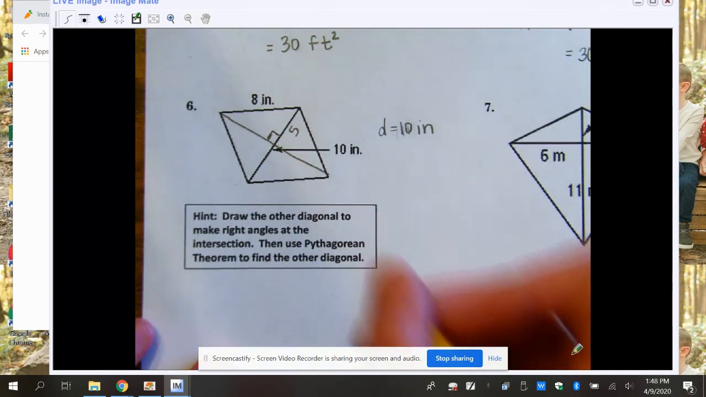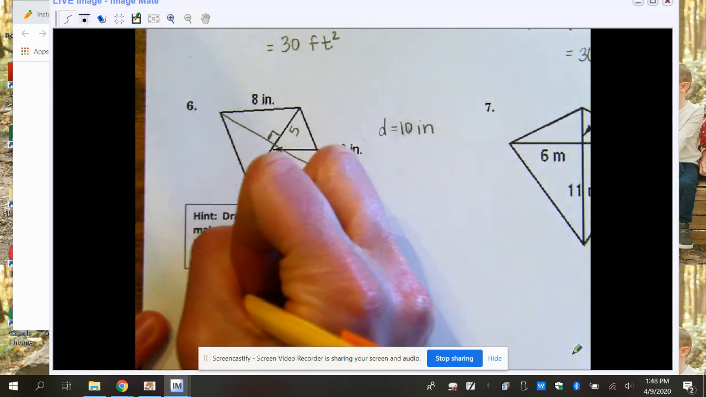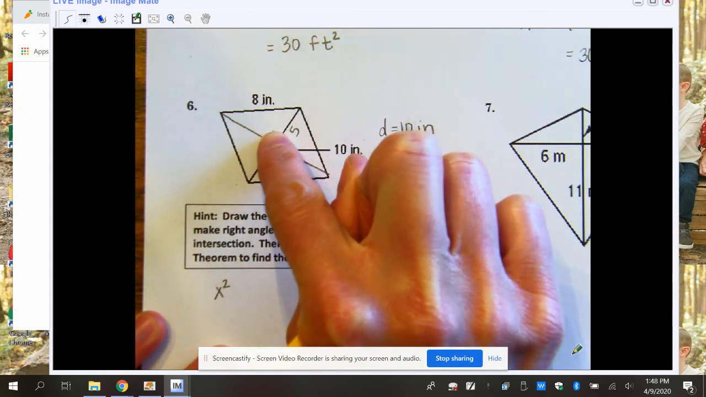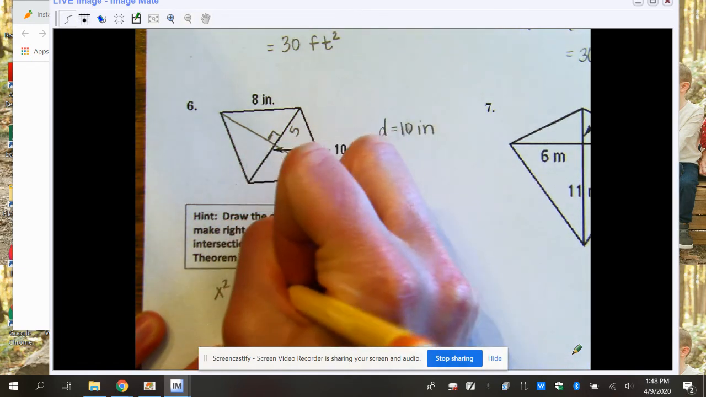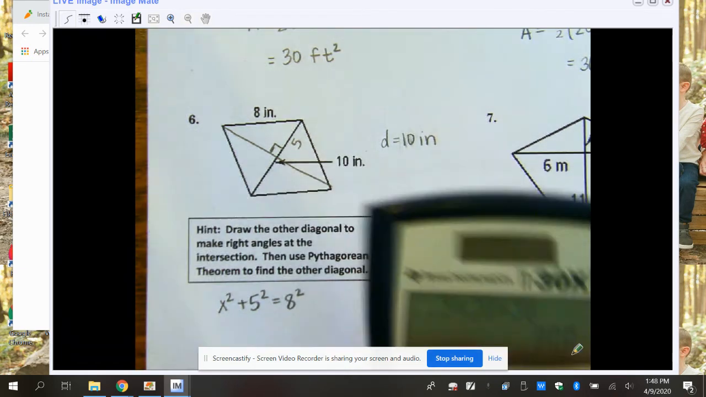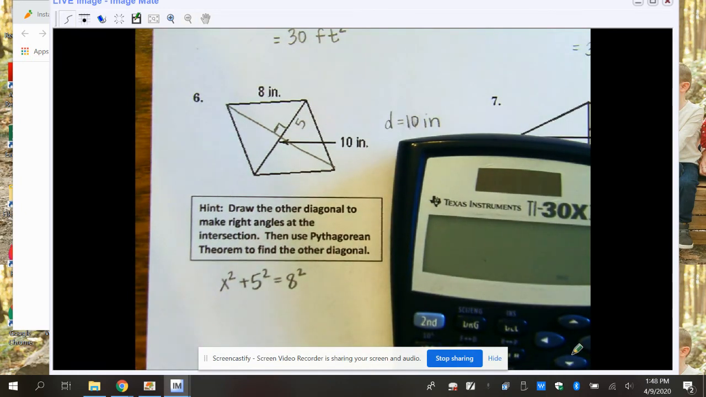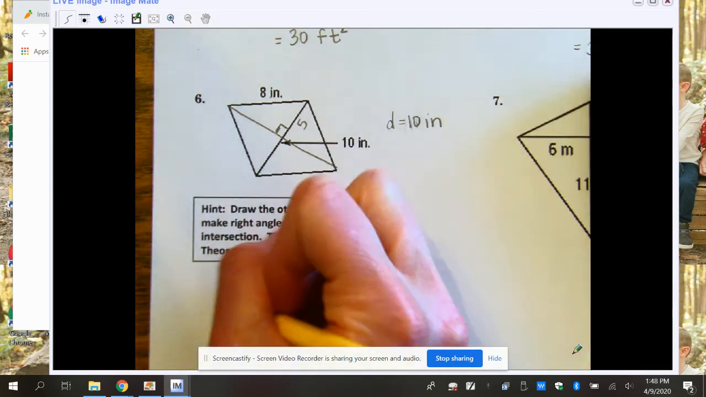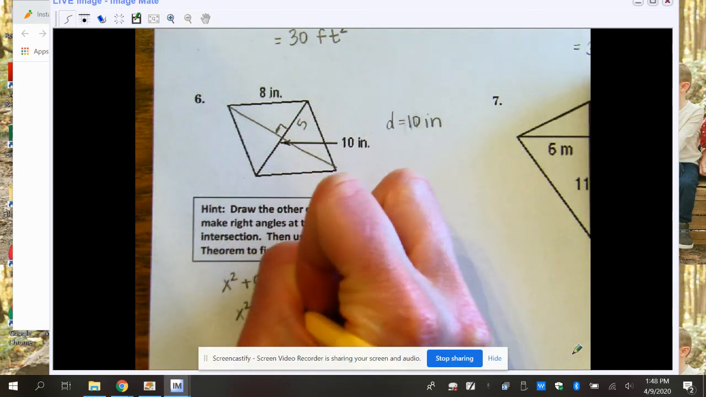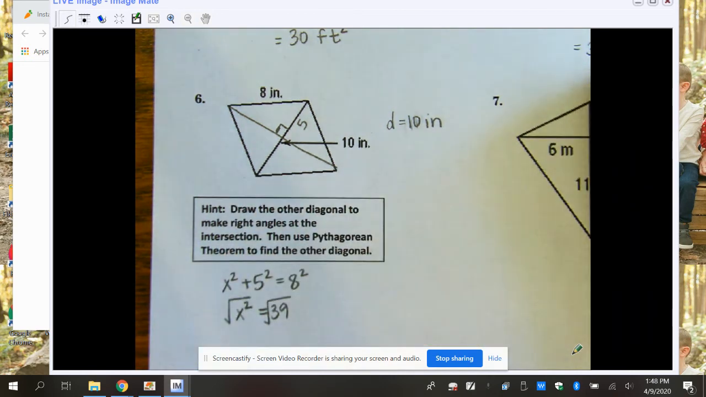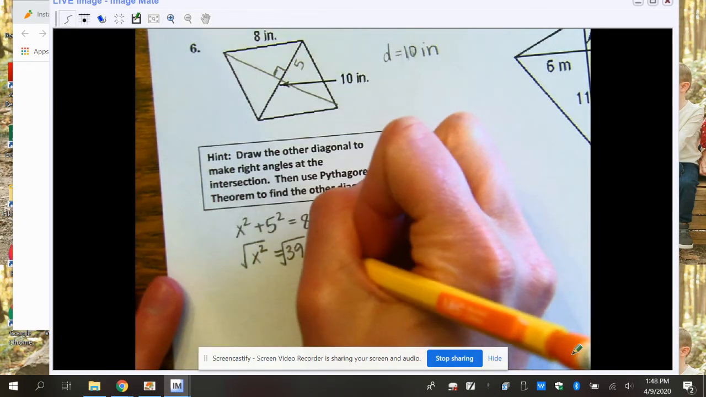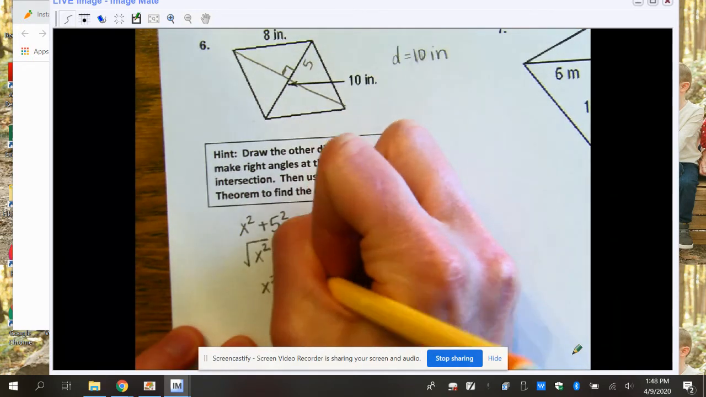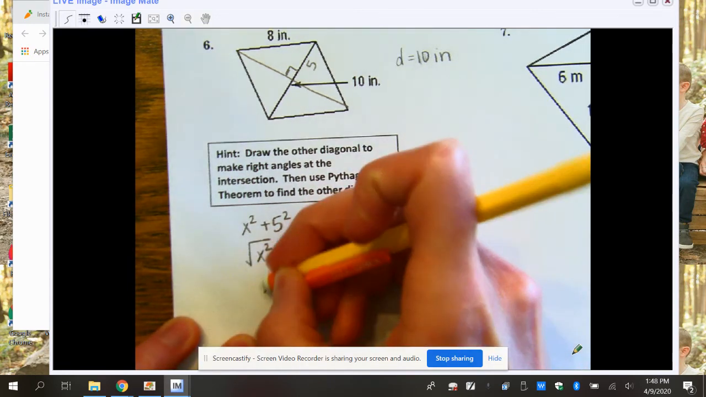All right, so I know that if I'm going to use a squared plus b squared equals c squared, I don't know this, so I'll call that x. So x squared plus 5 squared equals 8 squared. 8 squared minus 5 squared is going to be 39. And then I'll solve by taking the square root of each side. If I go back to that list of perfect squares, there's not one that goes in, and 39 is not a perfect square. So we'll just leave it as the square root of 39.